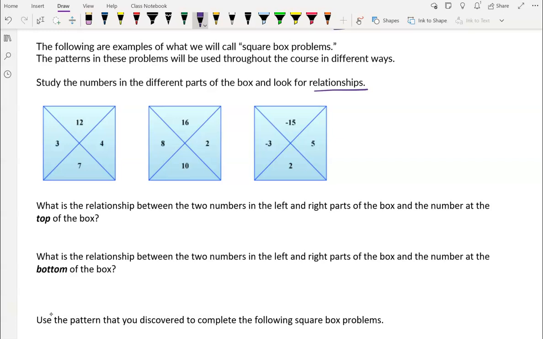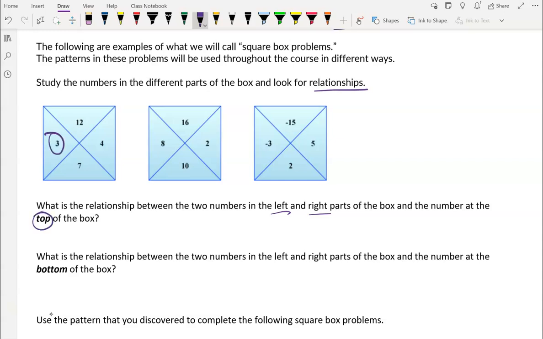So in this first box, we have a 3, a 12, a 4, and a 7. How are they related? How about 8 and 16 and 2 and 10? How are they related? Similarly, -3, -15, 5, and 2. They're all related in some way, maybe the same way. So if we look at the relationship between the two numbers in the left and right parts of the box, and the number at the top of the box.